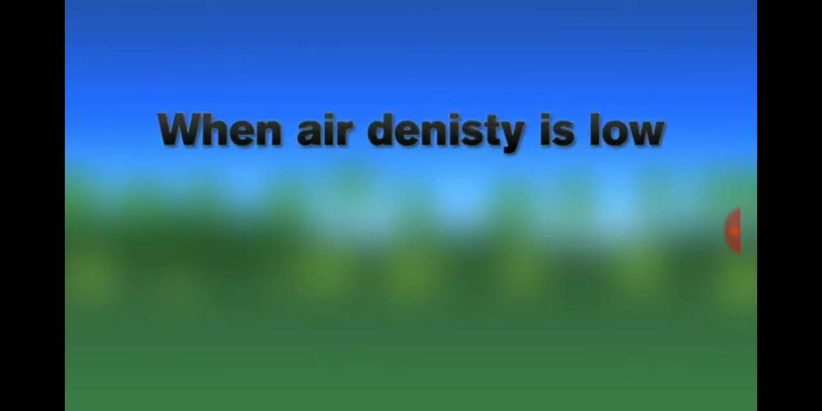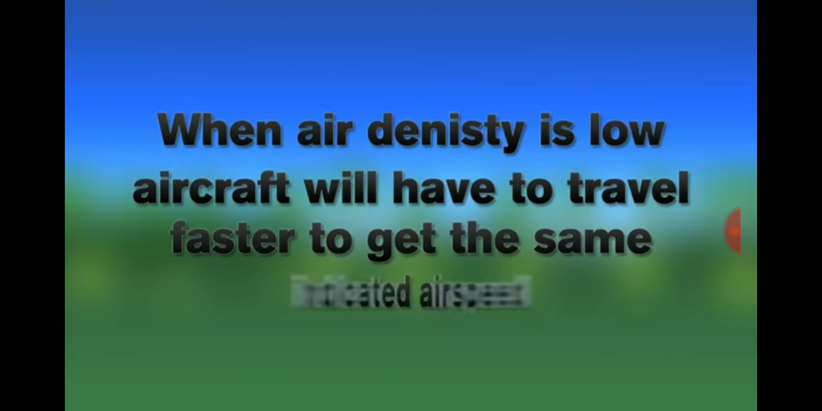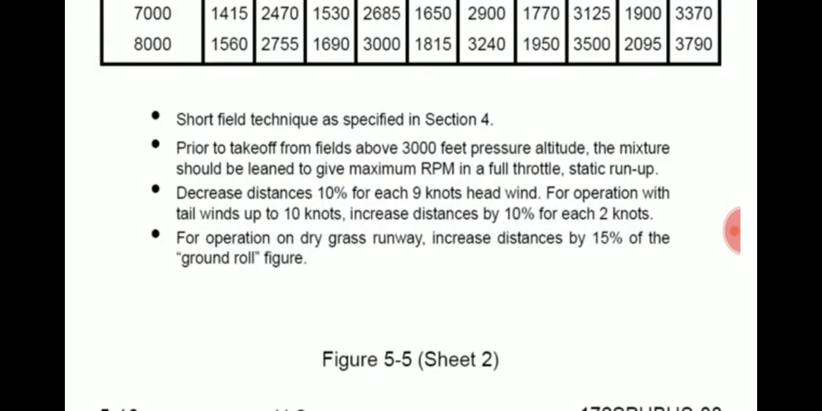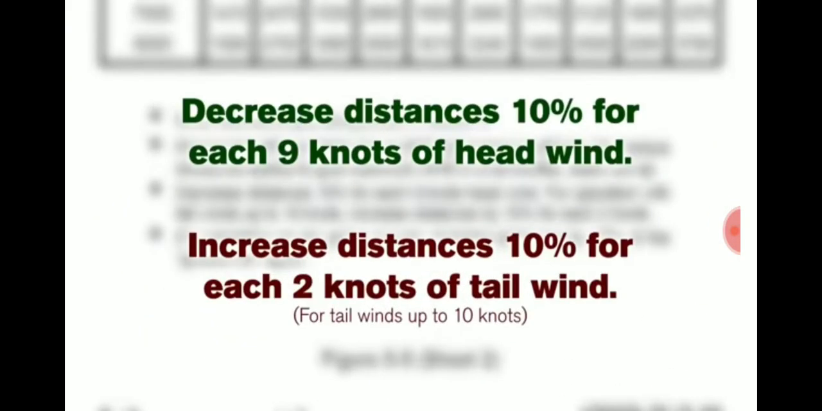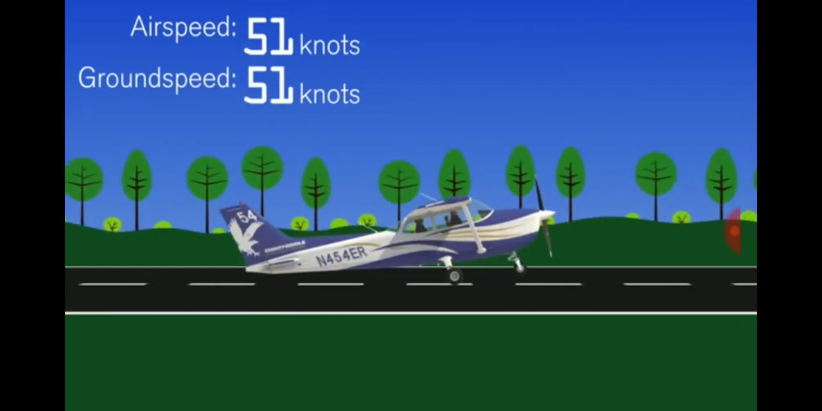On days where the air density is low, the aircraft will have to travel faster to get the same indicated airspeed. This results in increased takeoff distances. The wind direction and speed play a big role in takeoff distances as well. For the airplane to take off, it needs to reach a speed of 51 knots.